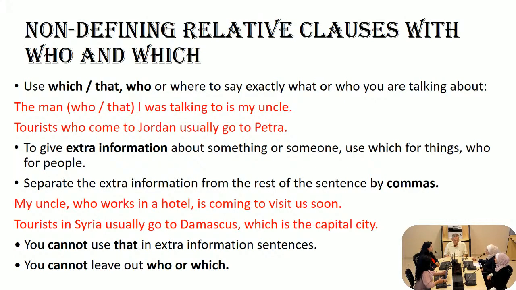So like what you said, you can't use that in an extra information sentence. You can't leave out who or which. In defining relative clauses, we can leave out who or which. But because we are talking about non-defining here, our grammar for the 9th grade is non-defining. And again, we repeat, who for people, which for things. Next slide.